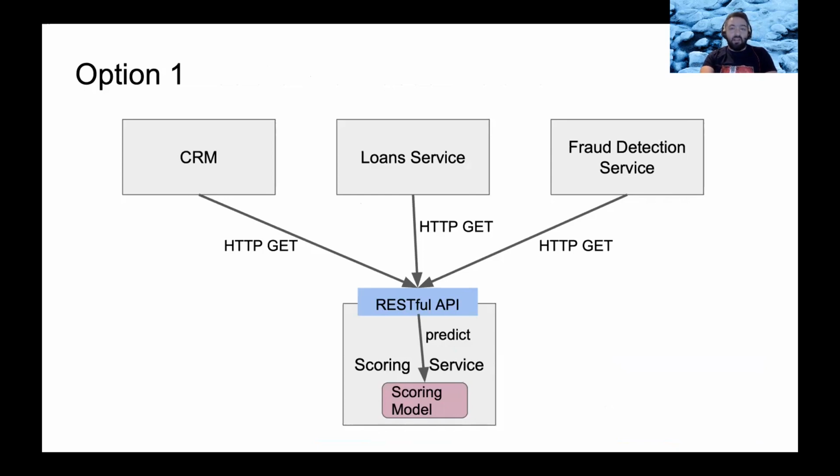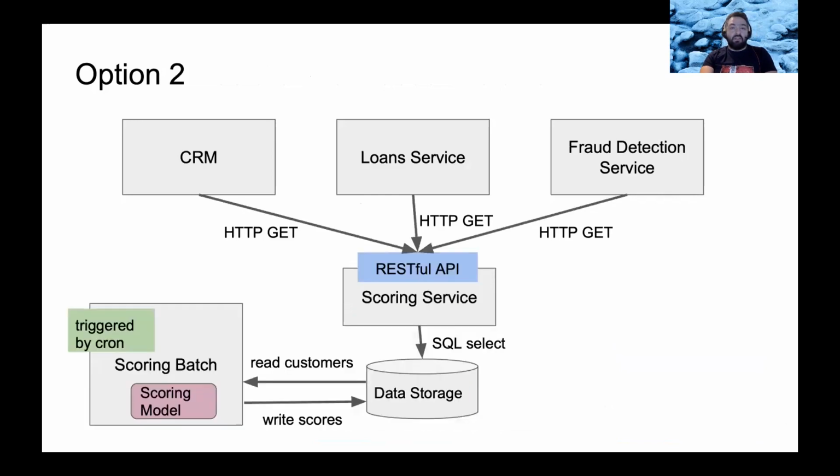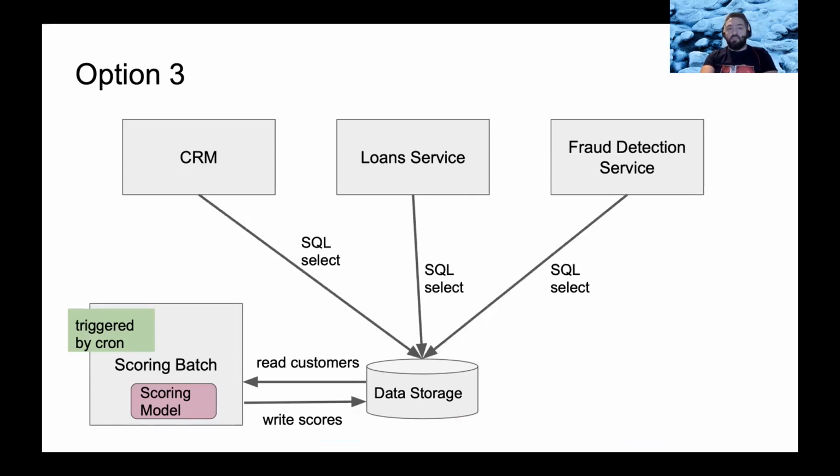Second, you can have a nightly batch which recalculates scores for all customers and stores them in a database. You keep the service exposing the API, but in this case, the service only needs to do a lookup for the customer ID. The third option: your scores are written to a database. You leave it to your clients to read them using a query language like SQL.